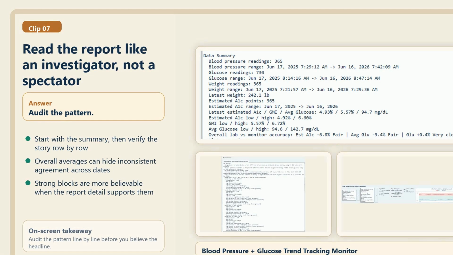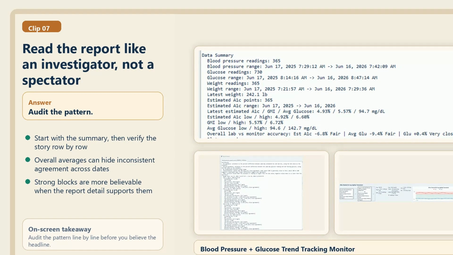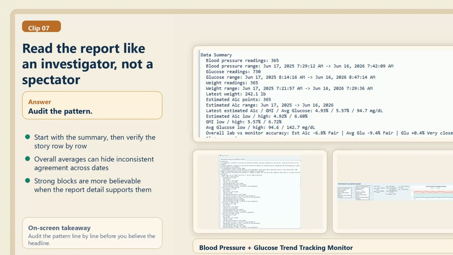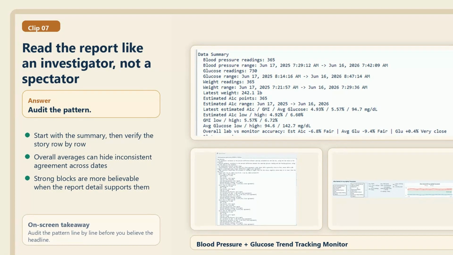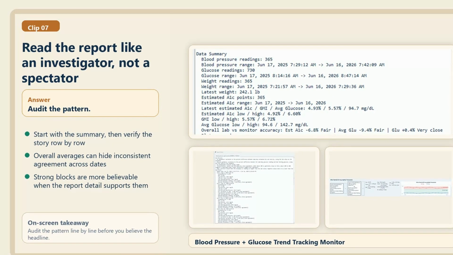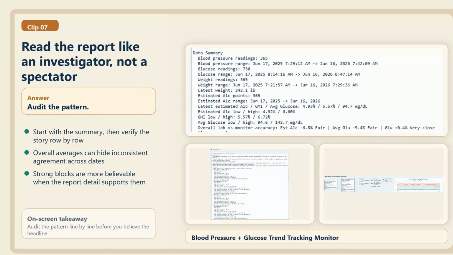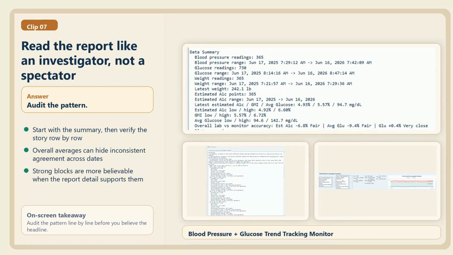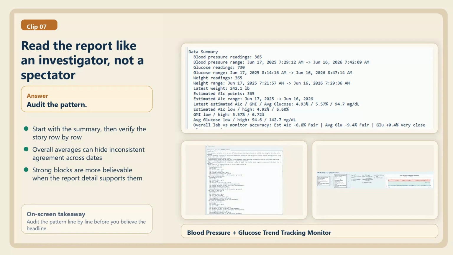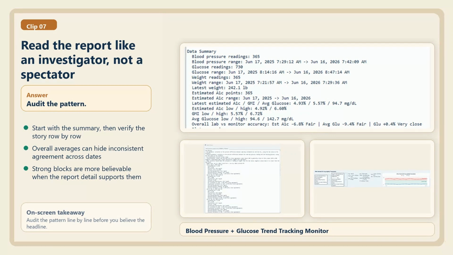Read the report like an investigator, not a spectator. The report is where the hidden pattern review becomes disciplined. Start with the summary line, then audit the individual lab rows. In the sample file, some rows are very close while others widen into a meaningful gap. That is important because a clean overall average can hide uneven quality across the timeline. One month may line up well with lab fasting glucose while another does not. By reading the report line by line, you can see whether the pattern is consistently strong, only strong in one block, or weakened by dates where the lab context says be cautious.